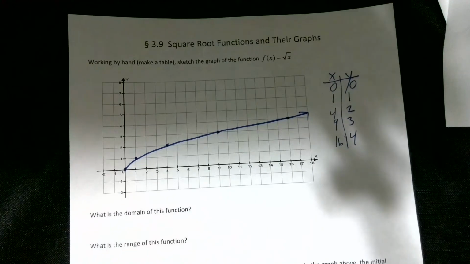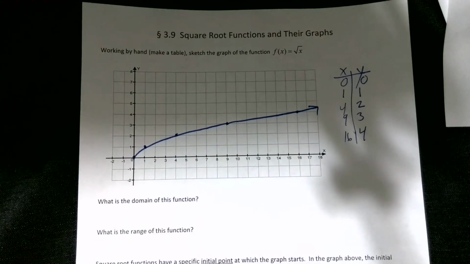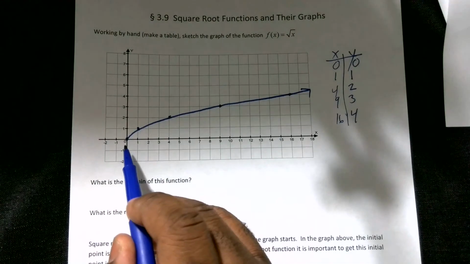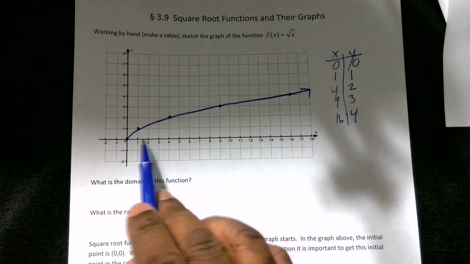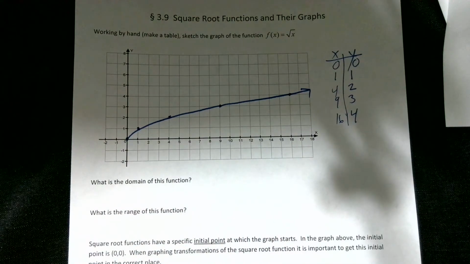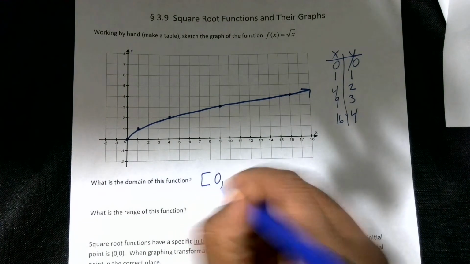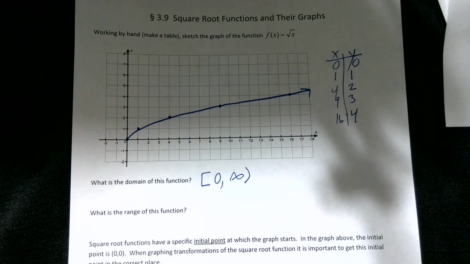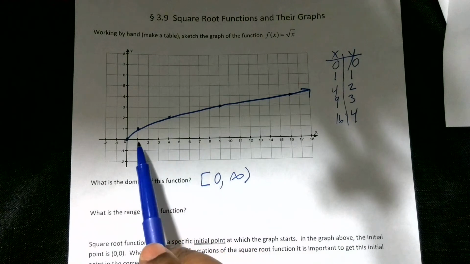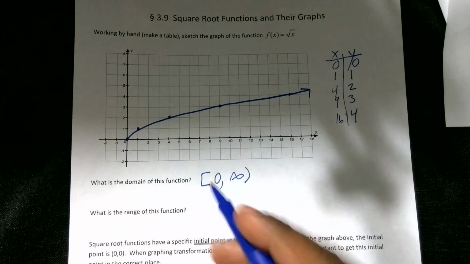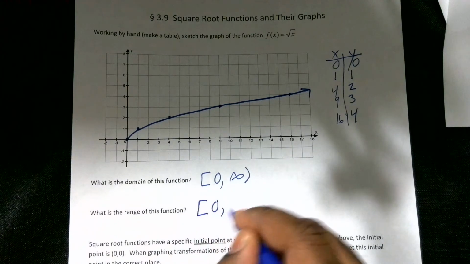Now after we graph here, it says what is the domain of the function. Now we know the domain is the x values of the function. If we look here, our lowest x value is 0, but it keeps going on to positive infinity. So if we write this in interval notation, we would do a bracket 0 to infinity. Now it says what is the range of the function. We know that the range is the y values of the function. Your lowest y value is 0, and just like with the domain, the y values go to infinity. So it'd be bracket 0 comma infinity.